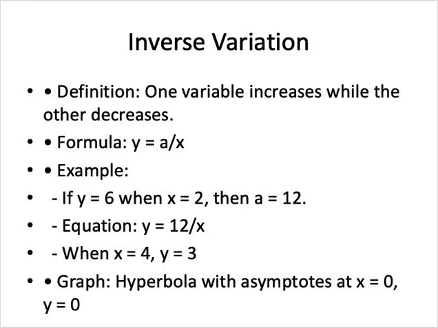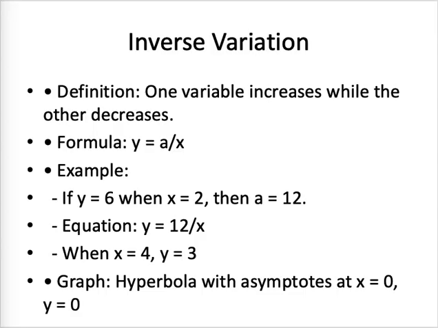So first we're going to look at the inverse variation. The inverse variation basically means the variables move in opposite directions. The formula for this is y equals a divided by x. That a right there is a constant. It doesn't change. So let's say, for example, y is 6 when x is 2. If you can do basic math, that means a has to be 12. So we write the equation y equals 12 over x.